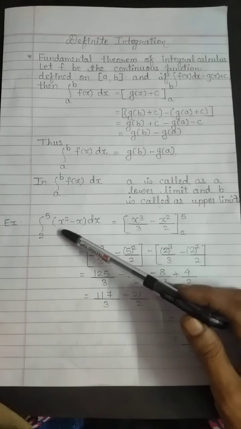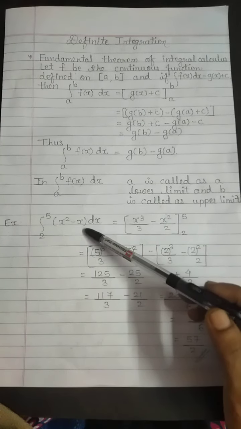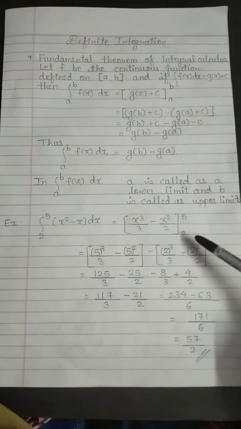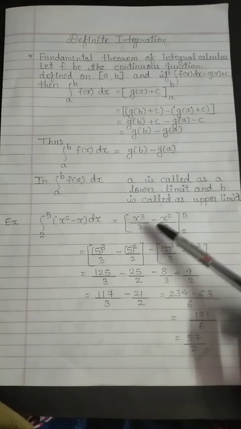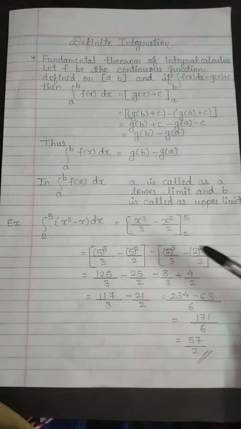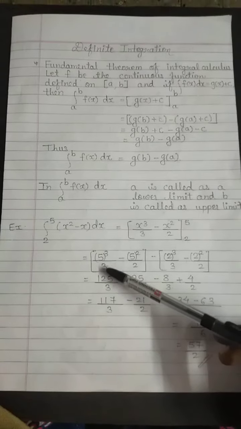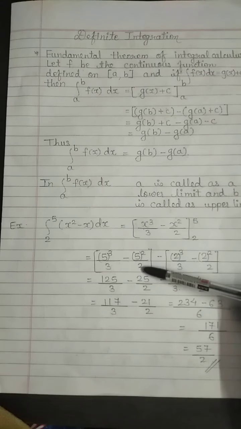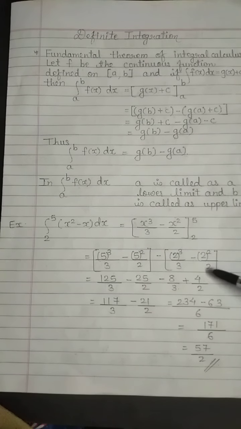Now here the integration of x square is x cube by 3, minus the integration of x, which is x square by 2, and then we will apply the limit. That limit we will write here. Lower limit is 2 and upper limit is 5. Now applying the limit, first we will apply the upper limit, middle sign will be minus, and then we will apply the lower limit. So replacing x by 5, that is applying the upper limit, we will get 5 cube upon 3 minus 5 square upon 2, minus, 2 cube upon 3 minus 2 square upon 2.